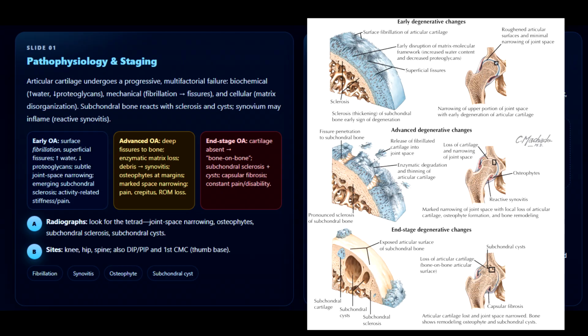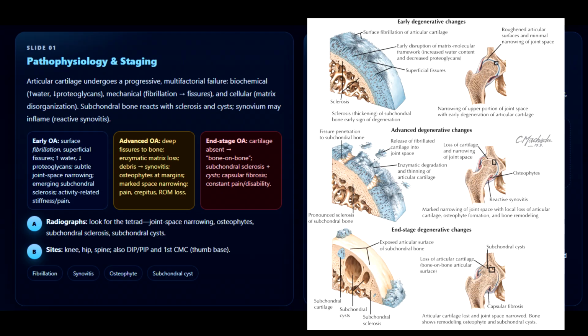Microscopically, the extracellular matrix begins to lose its integrity. There is increased water content and a loss of proteoglycans, which weakens the compressive strength of cartilage. Superficial fissures form, and the earliest bony response appears as sclerosis, or thickening of the underlying subchondral bone. On radiographs, this stage may present as subtle narrowing of the joint space. Patients at this point often report stiffness after activity or pain with prolonged use.